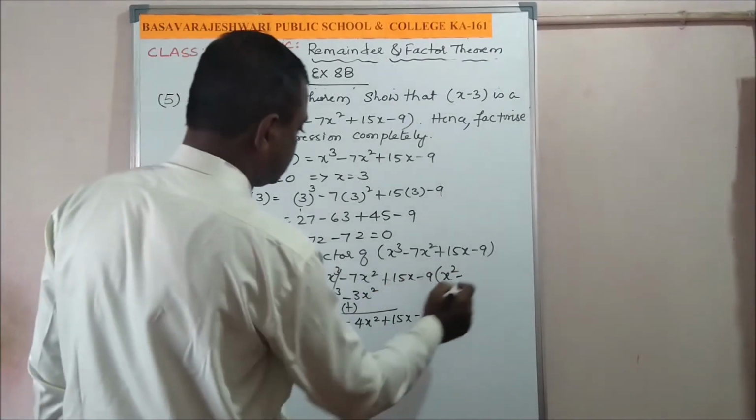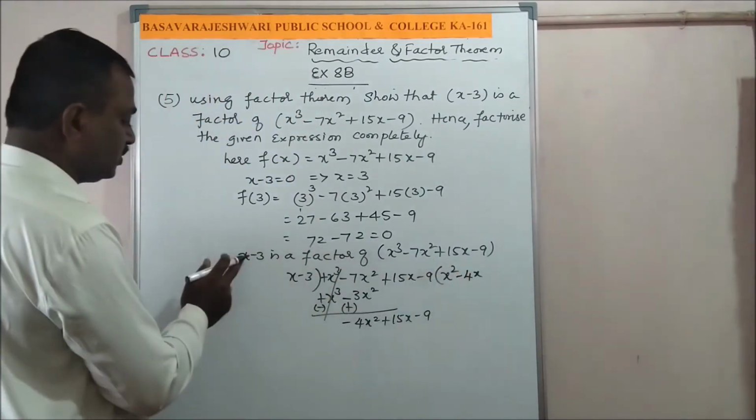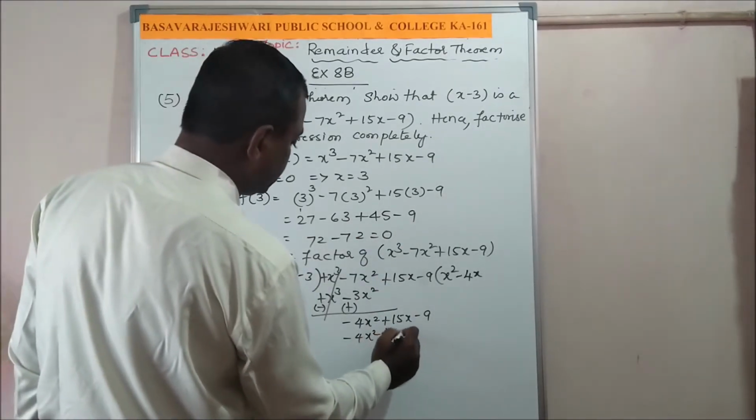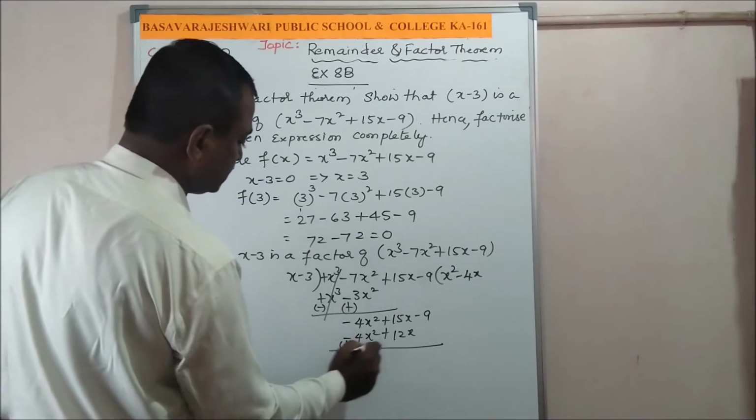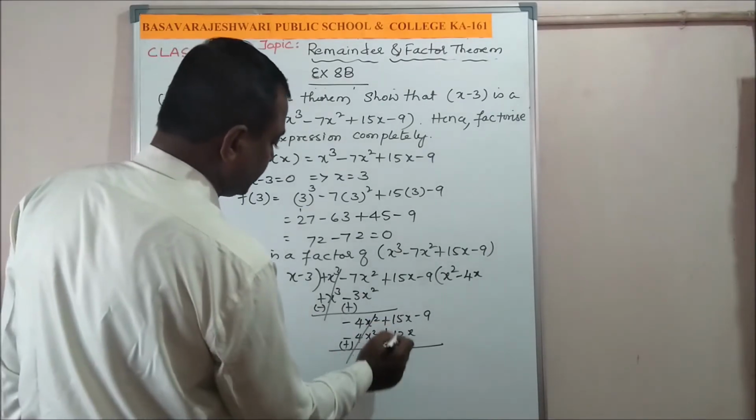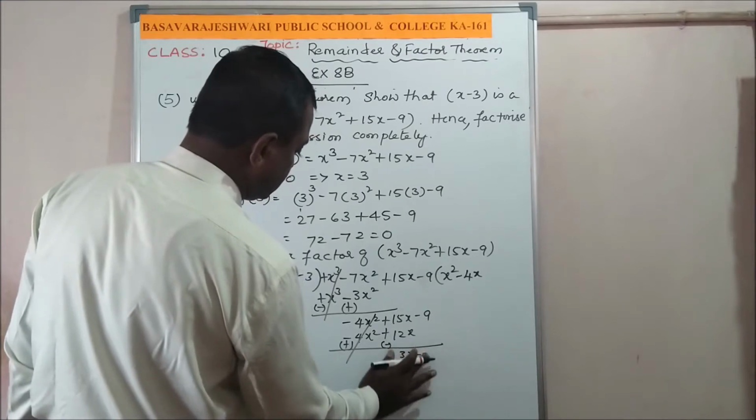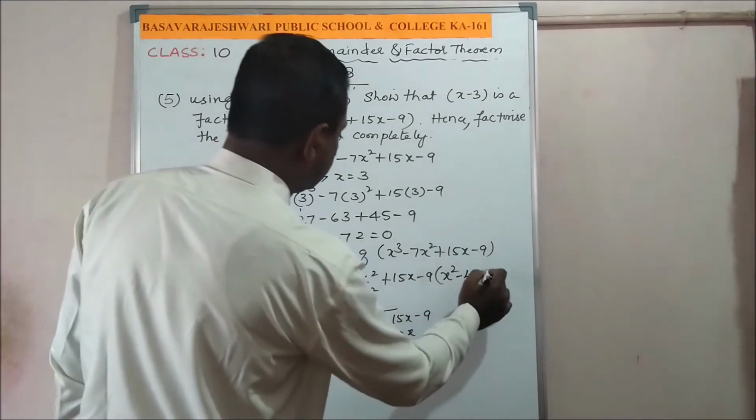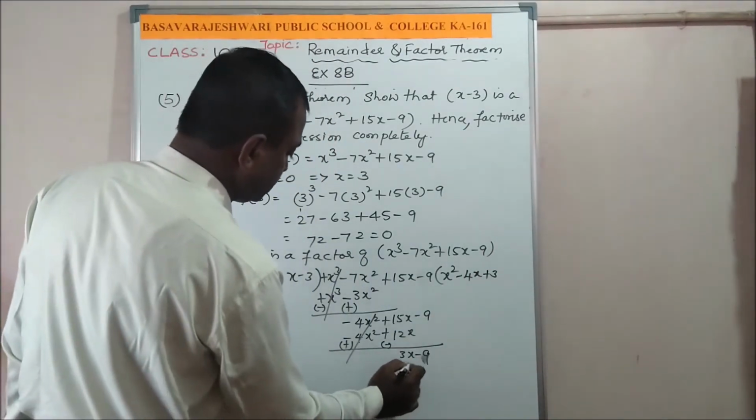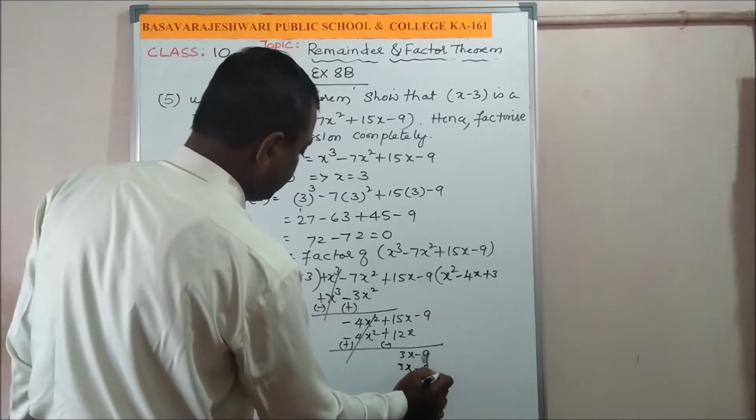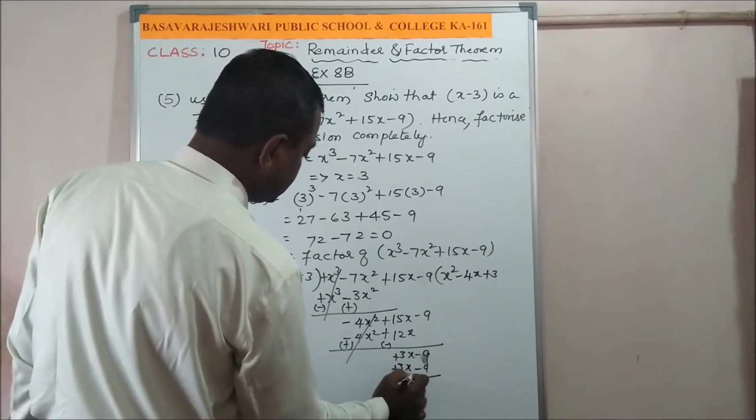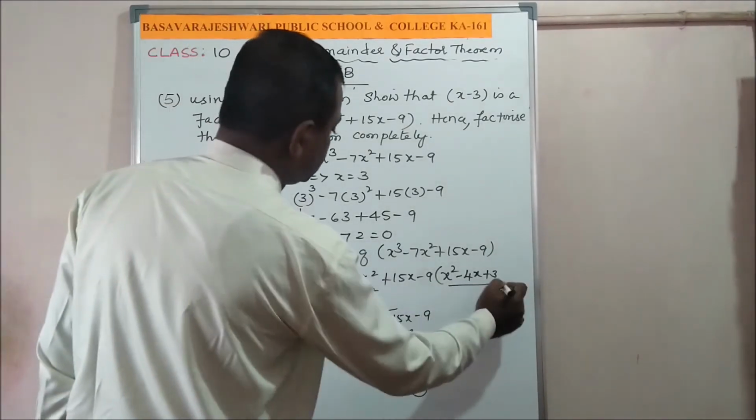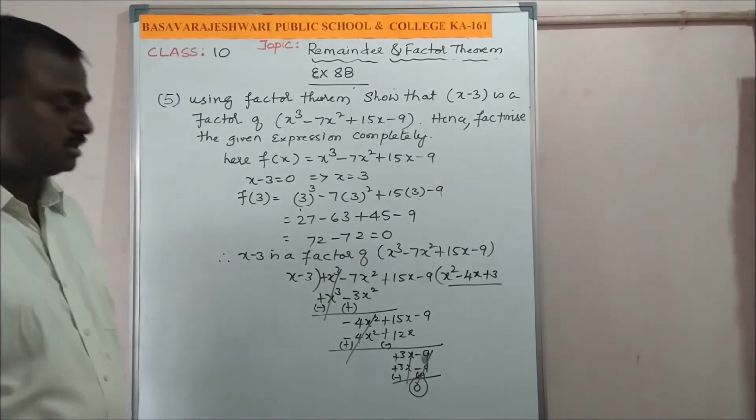Here minus is there, so I will put minus 4x. Multiply: minus 4x into x, minus 4x square. Minus into minus, plus; 4 times 3 is 12x. Here plus, here minus. So here what happens? 3x minus 9. Correct? Plus 3x minus 9. Plus 3 into x, 3x. Minus into plus, minus 9. So plus, minus, subtract, so 0. So now we got the quotient x square minus 4x plus 3.